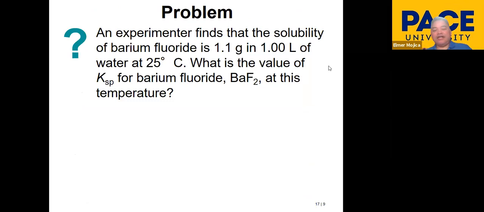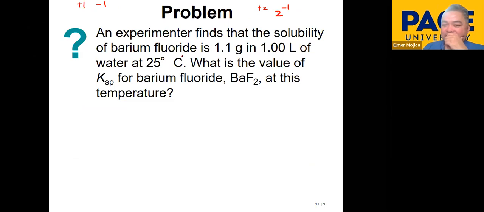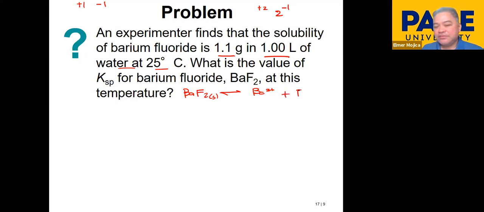Okay, so let's try to get now the Ksp, but this time not the same as the one that we have before. The one that we have before, we have a +1 and a -1 charge, but this one you have a +2 and a -1 times 2. So it says here, an experimenter finds that the solubility of barium fluoride is 1.1 gram in 1 liter of water at 25 degrees Celsius. So what is the Ksp at this temperature? Whenever you have a problem like that, you solve it first by writing the reaction. So BaF2 gives Ba2+ and 2F-. And if you're going to write the Ksp of this, what are you going to have?